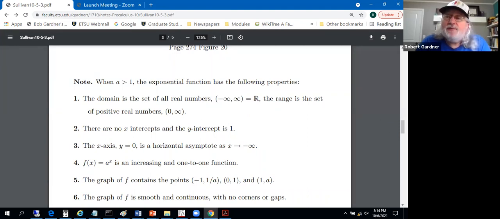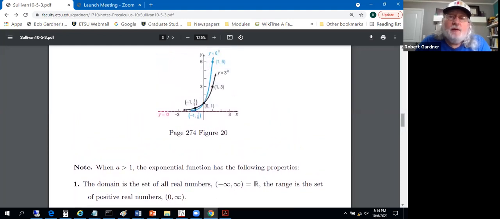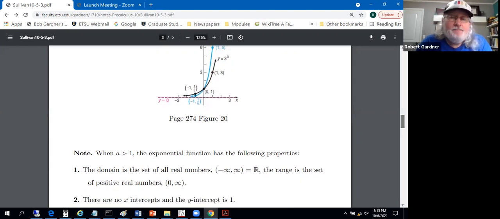No x-intercepts. The y-intercept is 1. It never reaches the x-axis. As I said, these always pass through the point (0, 1). Plug 0 in, get 1 out, a to the 0. We're considering exponential functions of the form a to the x. Always get this point out. All exponential functions of the form a to the x always pass through the point (0, 1).